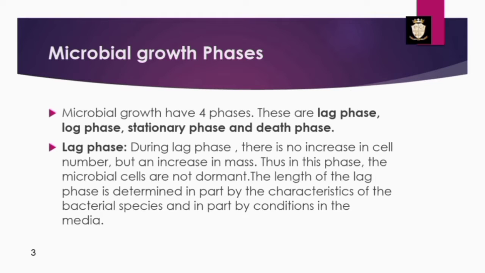Microbial growth phases. Microbial growth has four phases. These are lag phase, log phase, stationary phase and death phase. First of all, lag phase. During lag phase, there is no increase in cell number but an increase in mass. Thus, in this phase, the microbial cells are not dormant. The length of the lag phase is determined in part by the characteristics of the bacterial species and in part by conditions in the media.